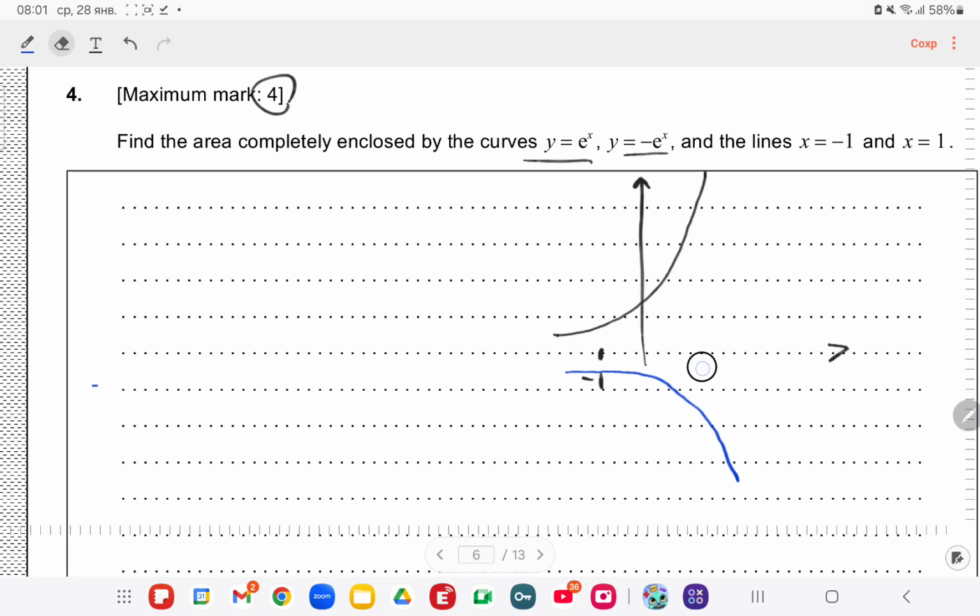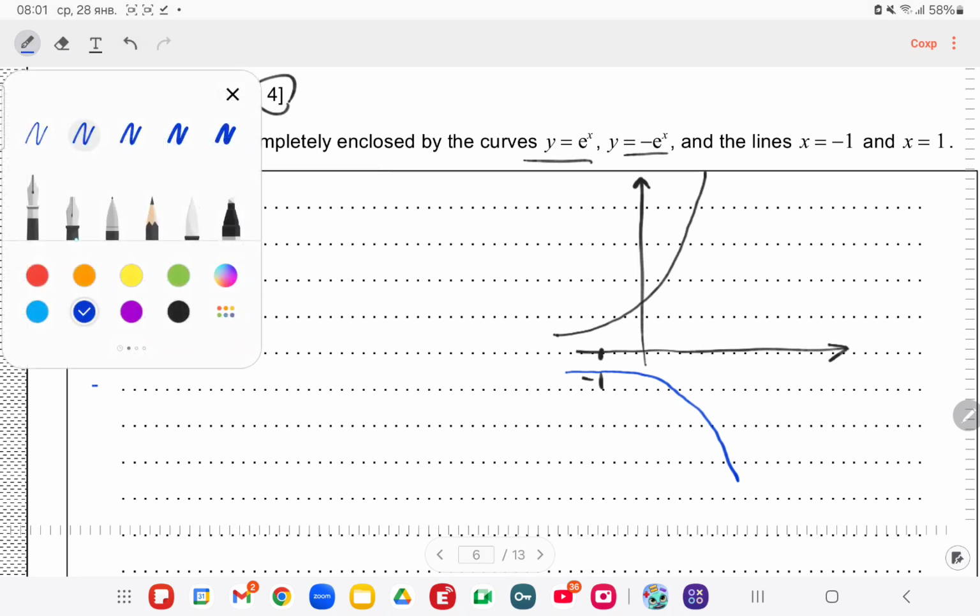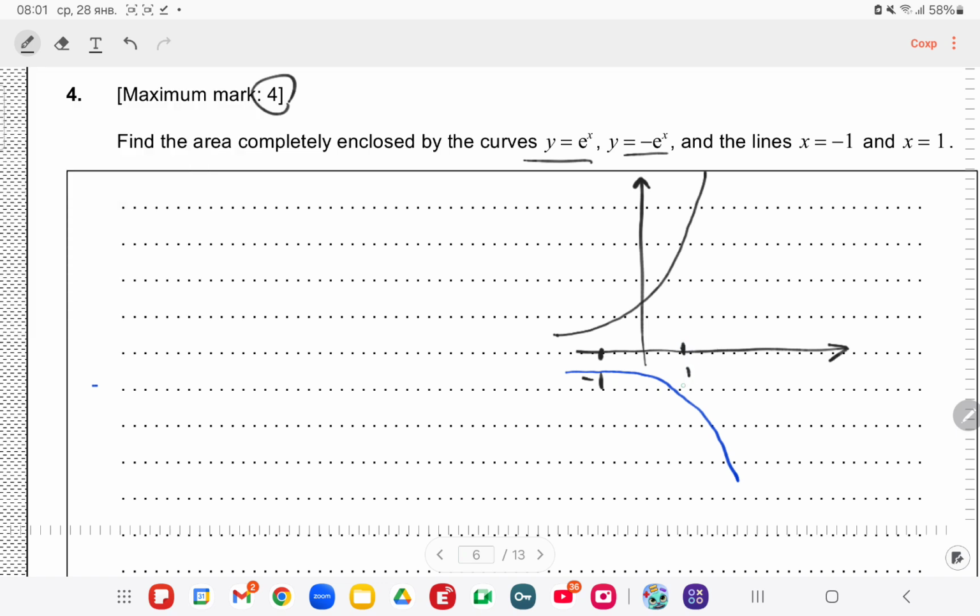And if we put 1 somewhere here, yeah, it's more convenient. Okay, so we should find this area.